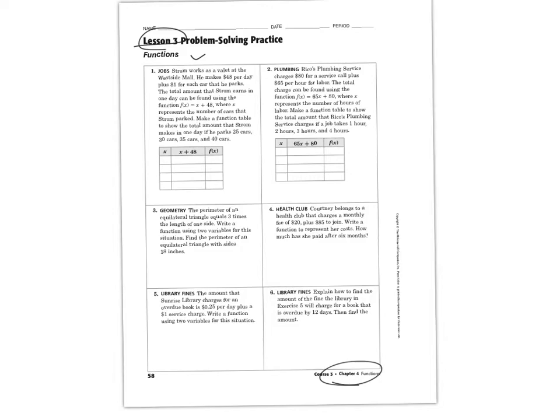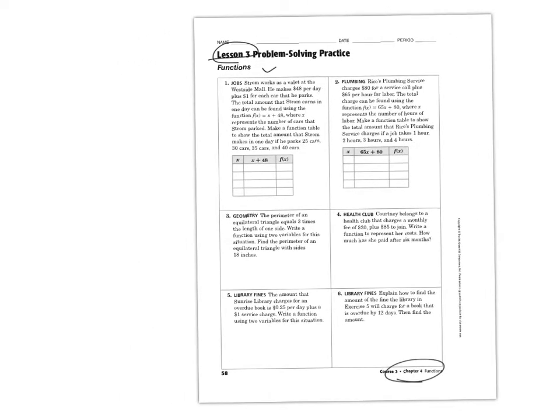Problem number 1 is about jobs, and it says Strom works as a valet at the West Side Mall. He makes $48 per day plus $1 for each car that he parks. The total amount that Strom earns in one day can be found using the function f of x is equal to x plus 48, where x represents the number of cars that Strom parked. Make a function table to show the total amount that Strom makes in one day if he parks 25 cars, 30 cars, 35 cars, and 40 cars.